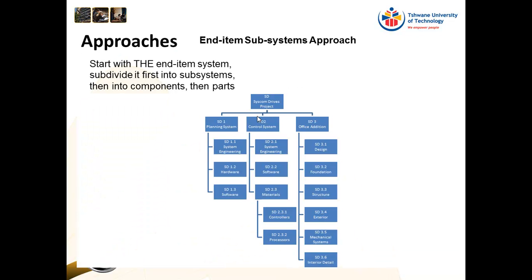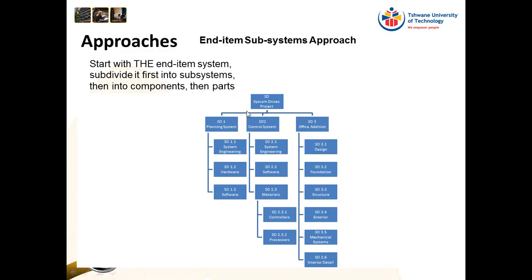Okay, so there are different approaches that we can use to break down the work. Now, remember, in our house example, what we did was we took the different elements of the house and we broke it down according to that. So in this approach, this is called the end item subsystem approach.